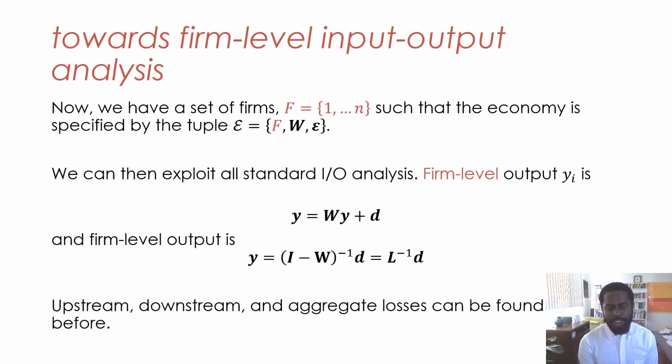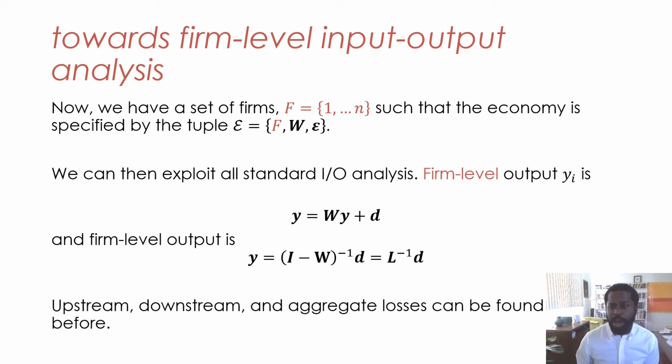So we're essentially taking the Acemoglu 2012 approach and that style and adapting it with the minor addition, on face value, that this economy specified by a tuple is instead of a set of sectors, a set of firms. So that's the part in red. And then we can exploit all of the standard input-output analysis, same things that they were doing, and many others, to understand firm-level shocks.